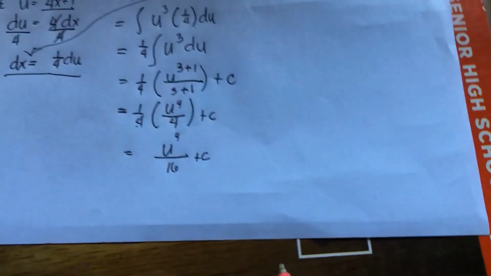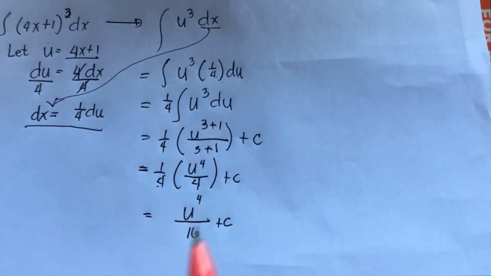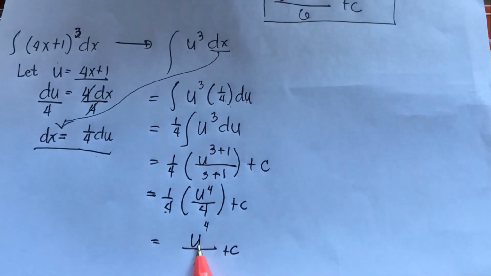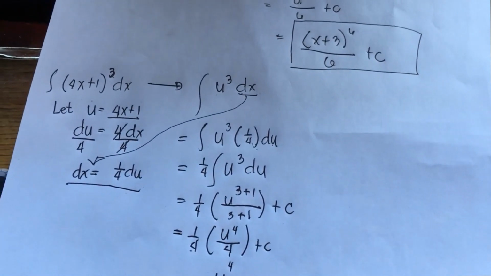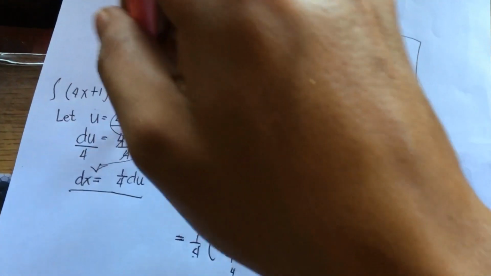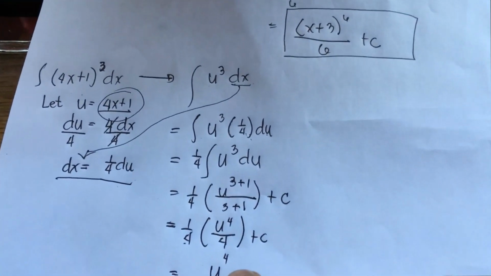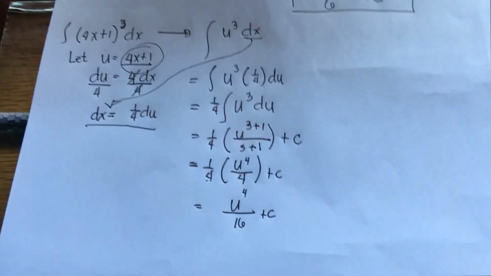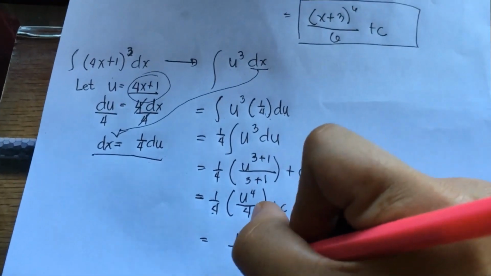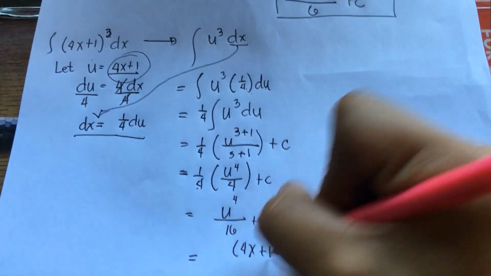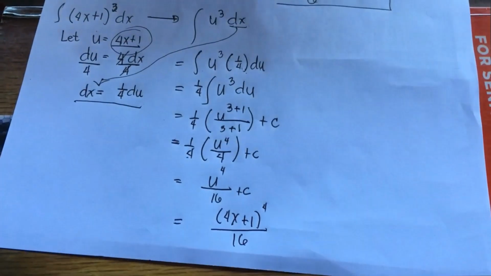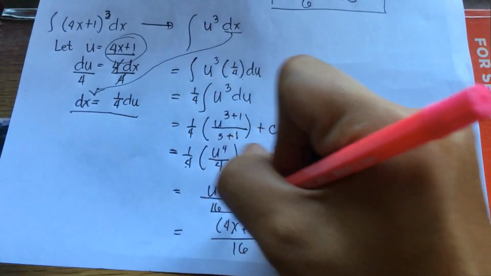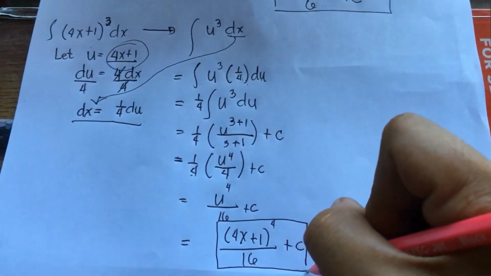Is this your final answer? No. Kasi you are going to transform the u into its original base. Remember, anong value ng u natin? Ang value ng u natin is 4x plus 1. So, we will turn the u into its original base, which is 4x plus 1, and you will have now your final answer, 4x plus 1 raised to 4 over 16 plus c. This is now the final answer.